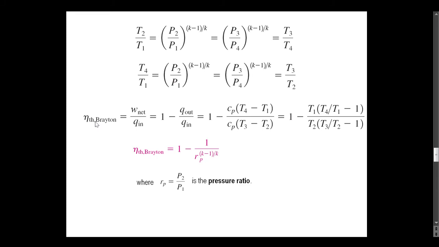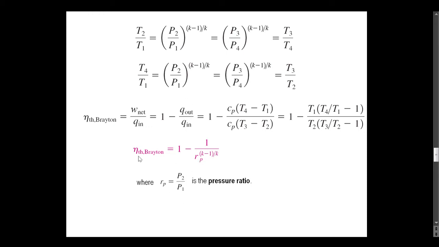As we know from the previous slide, efficiency is equal to this equation. As we have discussed just now, we can replace T4 by T1 and T3 by T2, which are equal here. So we can cancel these terms on the right side, and we get 1 minus T1 upon T2. But T1 upon T2 is nothing but 1 upon this quantity, (P2 by P1) raised to (gamma minus 1) upon gamma, so that is nothing but the pressure ratio, where Rp is the pressure ratio.